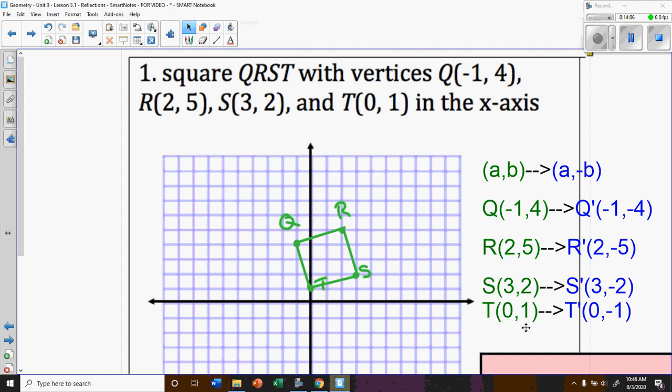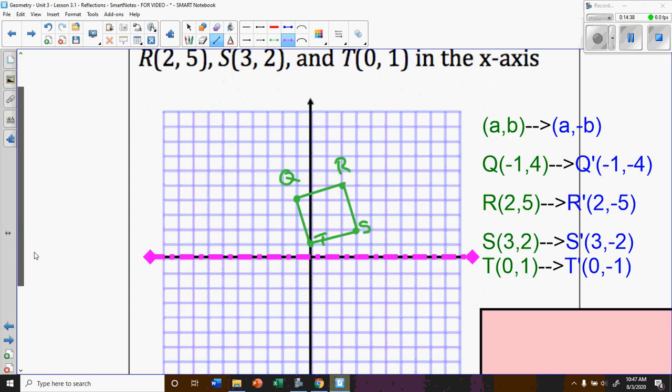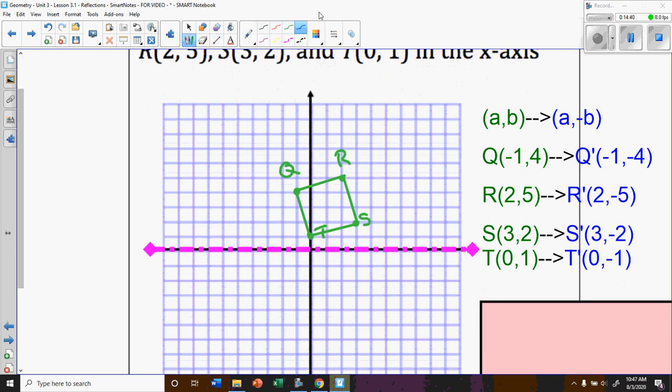Alright, green. So now that I know that I'm reflecting over the x-axis, I know that this A will stay the same, and then the B is the one that's going to change. So now I have my points based on the original and then the change. So I have my image, and I'm going to plot those points. So I'm going to draw the line to show that I'm going to reflect it over the x-axis. So that's my reflection.